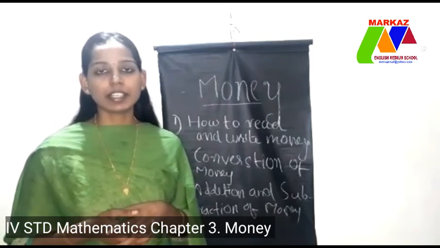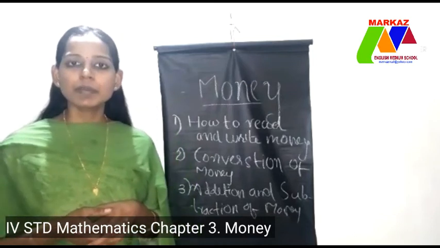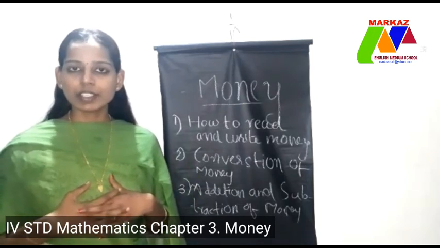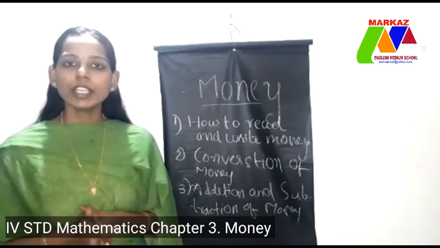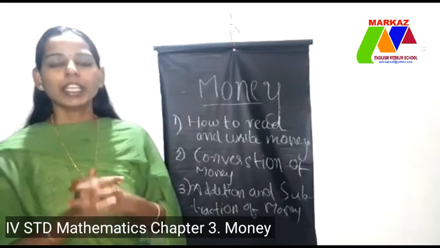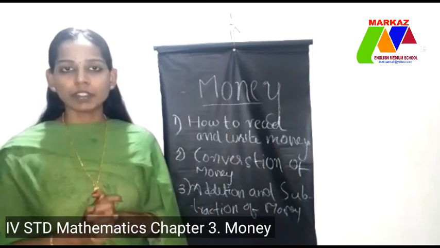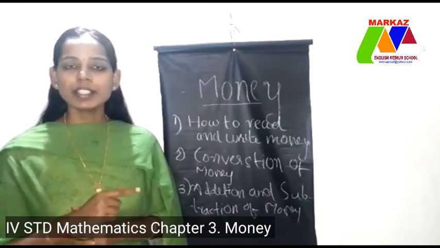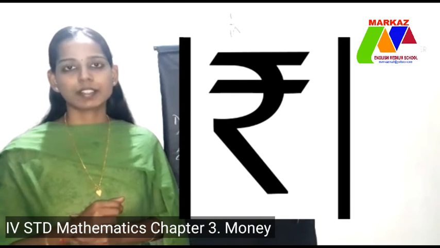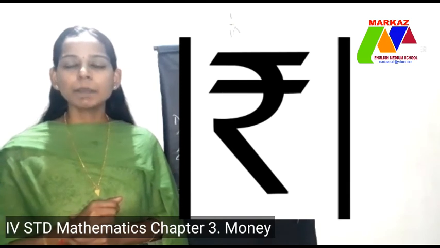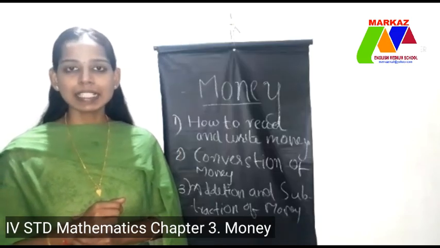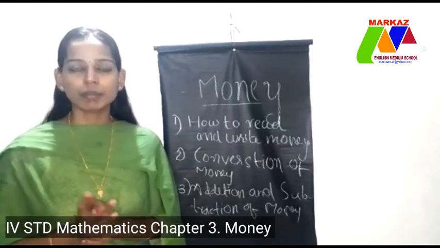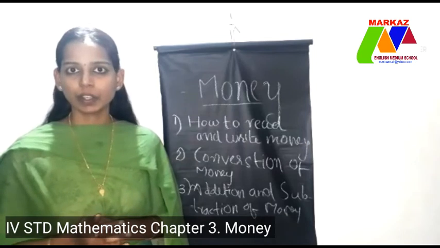Basically, different countries have different types of currencies. In our country, which is our country? Yes, we are living in India. In our country, we have the currency called rupees. Okay, so this is the symbol of rupees. The term rupees is derived from a Sanskrit term, rupaya. The smaller unit of money is paise. Okay.